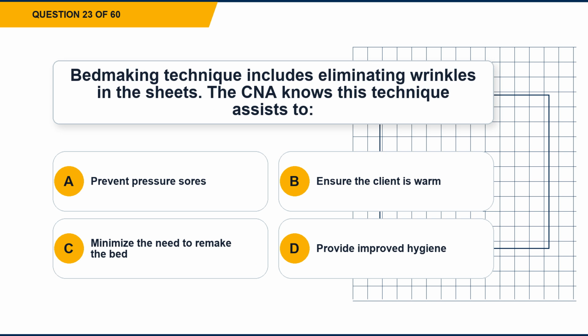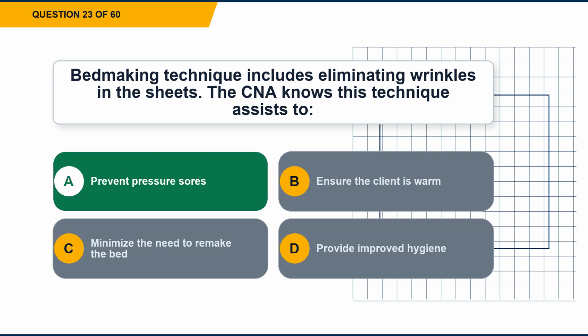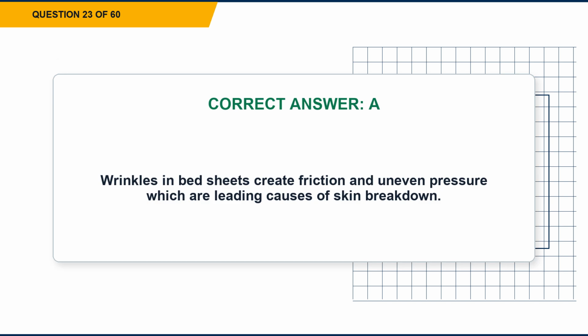Question 23. Bed-making technique includes eliminating wrinkles in the sheets. The CNA knows this technique assists to: Option A, prevent pressure sores. Option B, ensure the client is warm. Option C, minimize the need to remake the bed. Option D, provide improved hygiene. The correct answer is option A, prevent pressure sores. Explanation. Wrinkles in bed sheets create friction and uneven pressure, which are leading causes of skin breakdown.